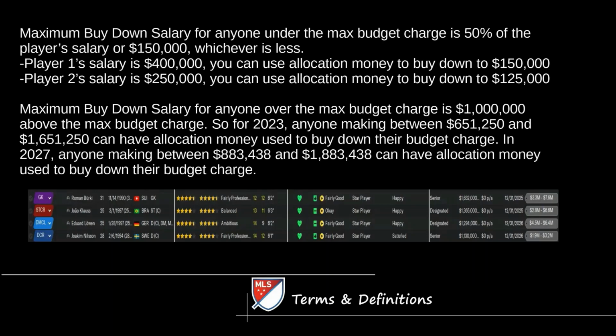Berkey, for example, is making $1,632,000. Not quite up to that $1 million mark, and I'm going to tell you right now that in real life, St. Louis Football Club, they did this exactly right to the penny. Okay, they're allowed to use target allocation money to buy his salary down to the max budget charge of $651,250. Okay, then they can buy his salary down even more with general allocation money. So all in all, there's a lot of ways to maneuver within the salary cap.